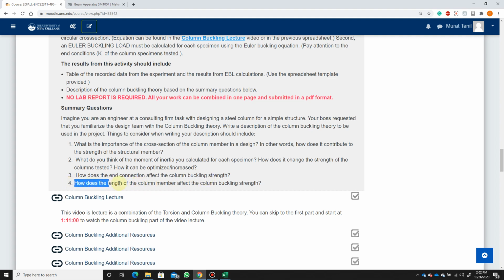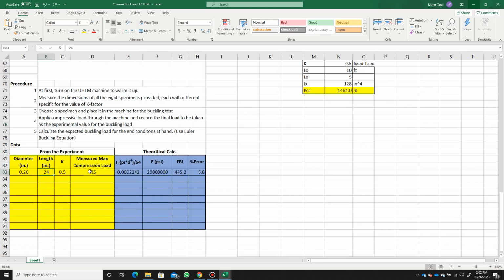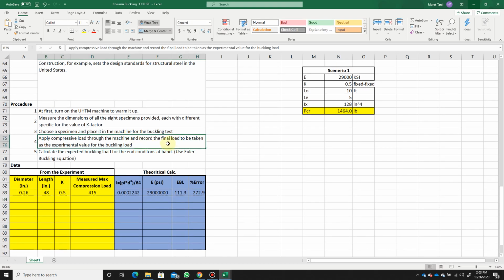And the last question, how does the length of the column member affect the column buckling strength? If you look at the equation, you will get the answer intuitively, because the length is in the denominator. As you increase the length of your column, your member starts getting more and more slender, and your critical buckling load will reduce. Let's say in this case our length was 24 inches, 2 feet. Let's make it 36, and you will see the elastic buckling load drops to 197. Let's make it 48, 111. So it's pretty simple.